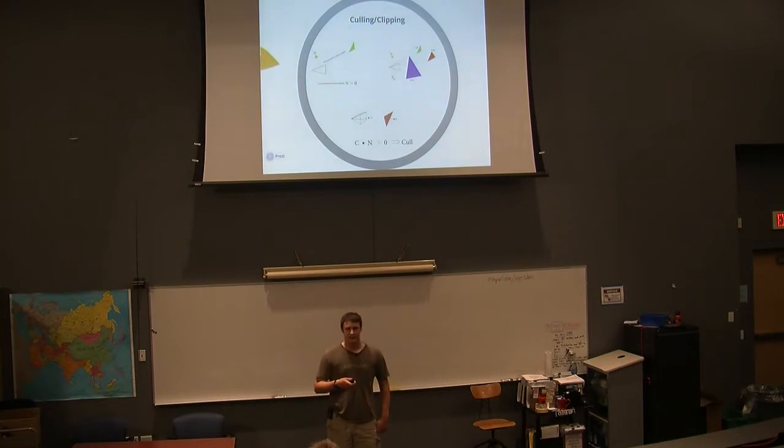If a triangle is facing away from the camera, if the camera vector dotted with the triangle's normal vector is greater than 0, then that means the triangle is, if this is the camera, the triangle is sort of facing that way. And that means it's probably on the back side of a character mesh or a box or something.